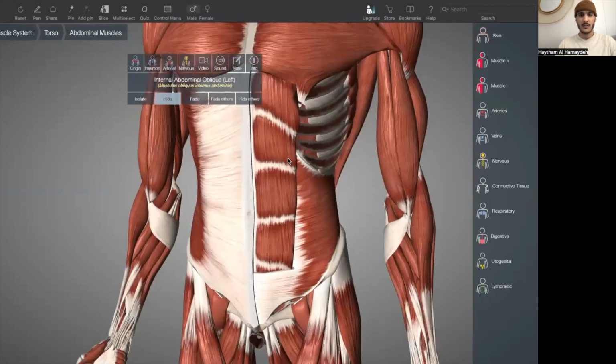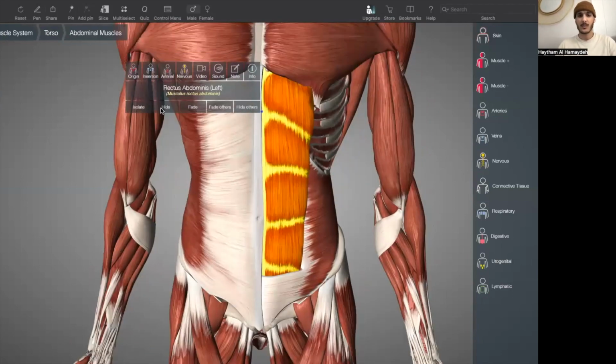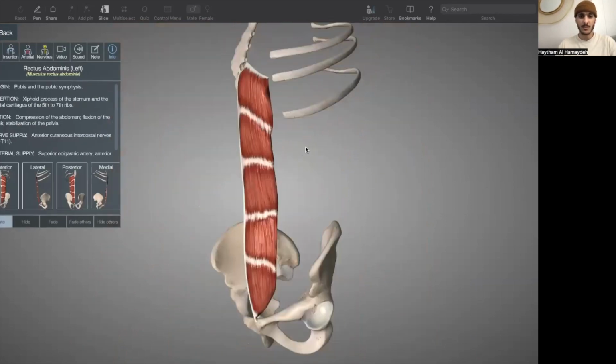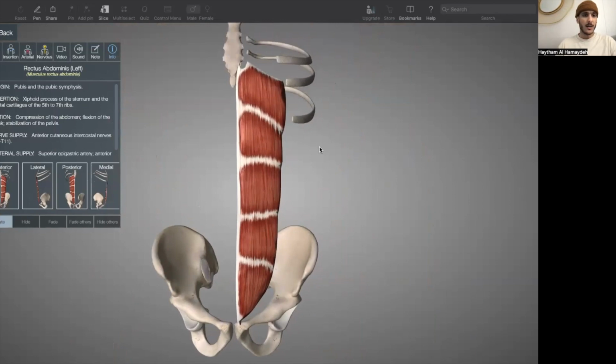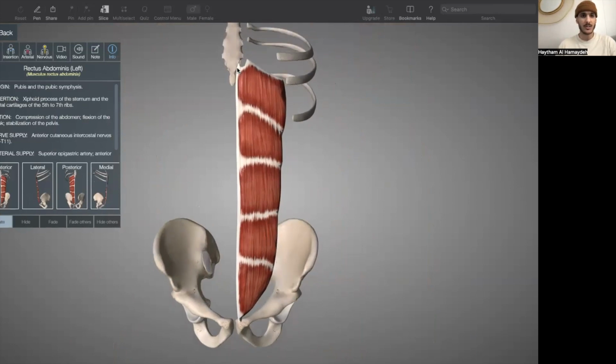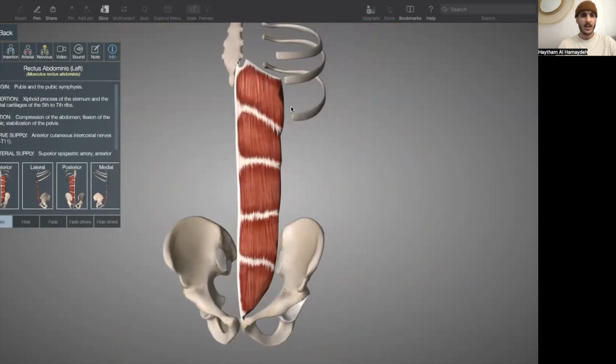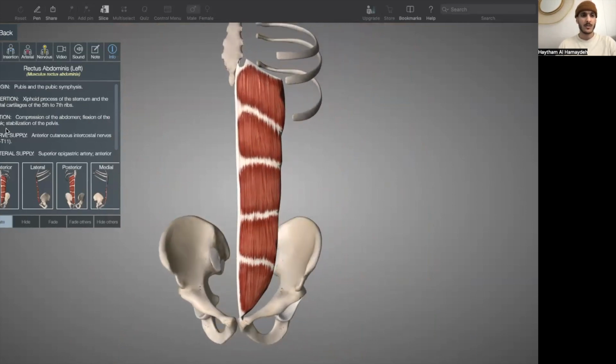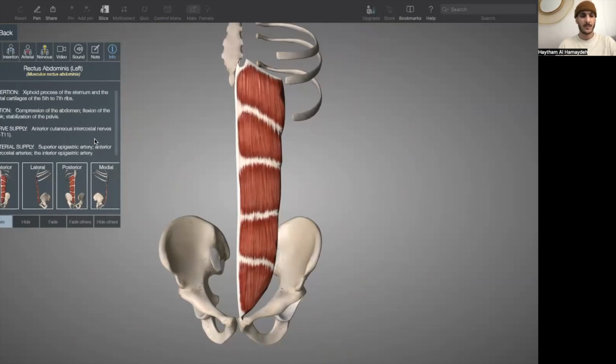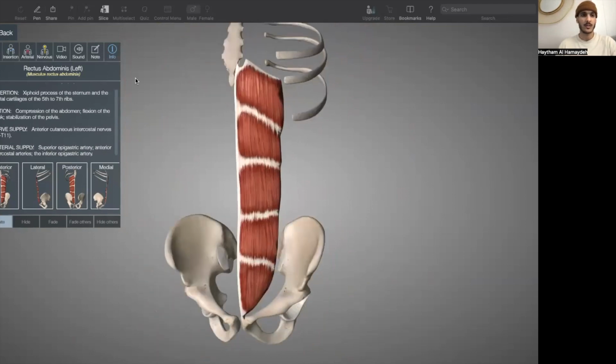Next, we're going to discuss the ab muscles, rectus abdominis. These are the ab muscles, and they're situated here. Origin: pubis and pubic symphysis right here. Insertion: xiphoid process of the sternum and the costal cartilages of the 5th to 7th ribs. Actions: compression of the abdomen, flexion of the trunk, stabilization of the pelvis. Nerve supply: anterior cutaneous intercostal nerves, T7 to T11. Arterial supply by the superior epigastric artery, anterior intercostal arteries, and the inferior epigastric artery. So this is the rectus abdominis.